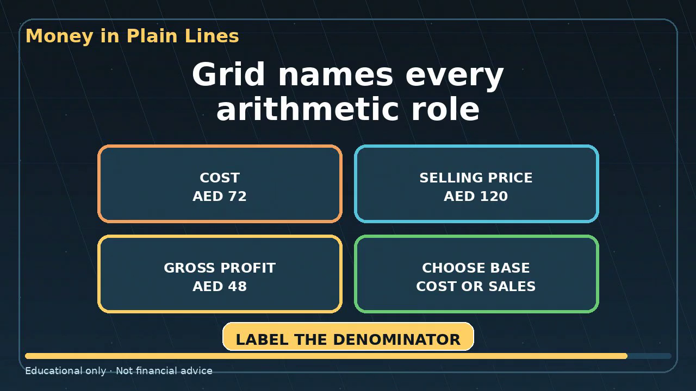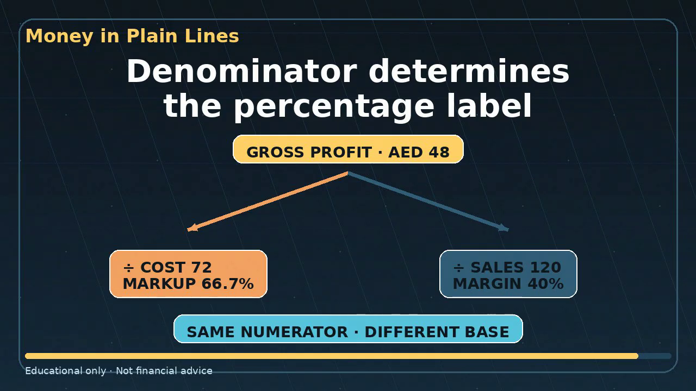The plain takeaway is simple: subtract selling price minus cost to find gross profit, then inspect the denominator before naming the percentage. Gross profit divided by cost is markup. Gross profit divided by sales revenue is gross margin. The same AED 48 can therefore become 66.7% or 40% without contradiction. This is educational only, not financial advice.